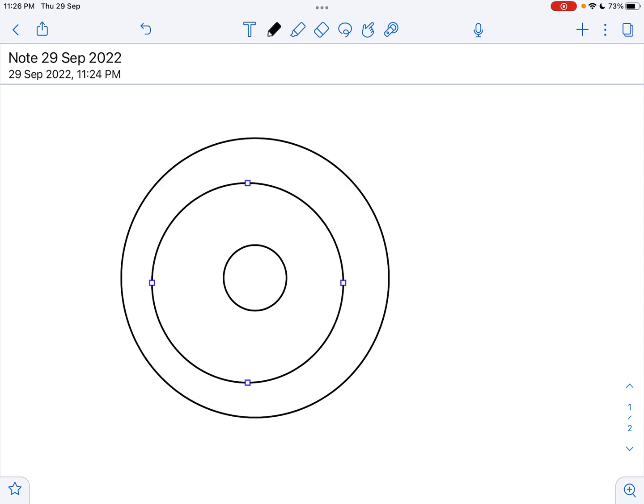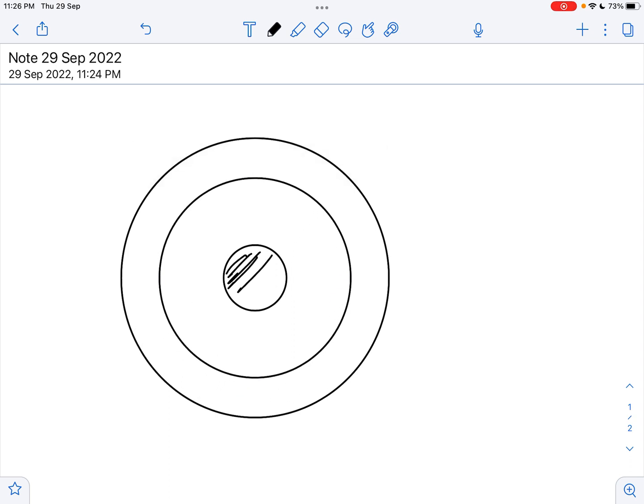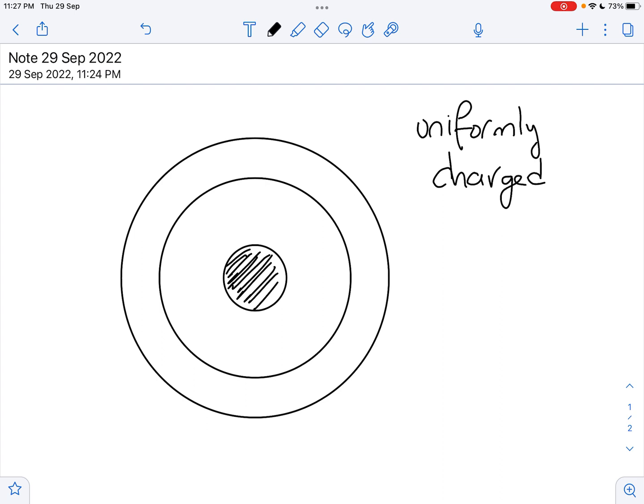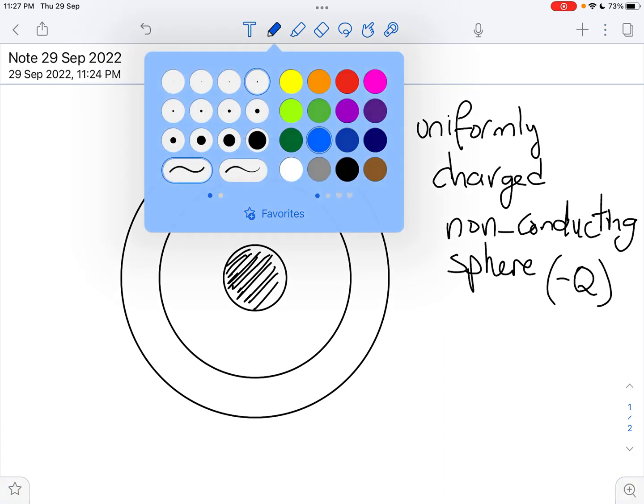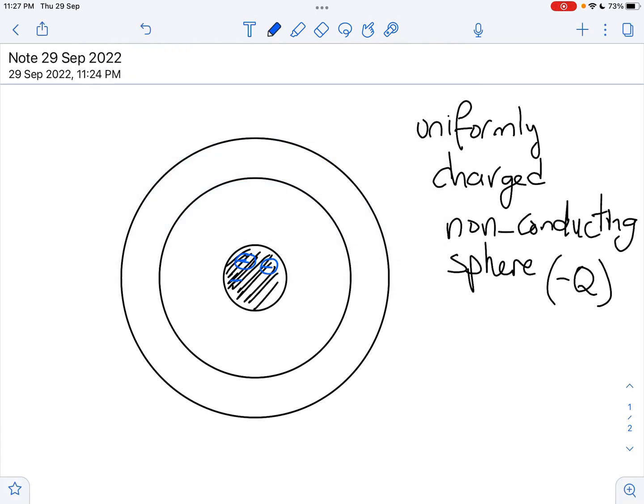So the inside, it's a non-conducting sphere, uniformly charged. So I have a uniformly charged non-conducting sphere, and let's give it, for example, a charge of minus q. Okay, so the charge here is negative. And since it's negative and it's a non-conductor, the charge will be distributed everywhere and uniformly, since that's the condition. And it's minus q.